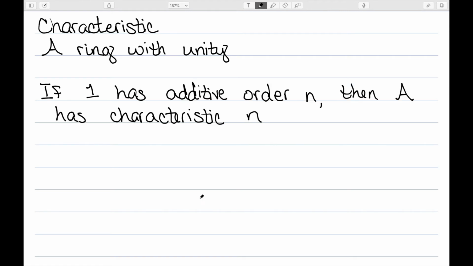And I want to define what's known as the characteristic of a ring. Let A be a ring with unity. If my unity element 1 has an additive order of n, then we say A has characteristic n. And if the additive order is infinity, then we say it has characteristic 0.